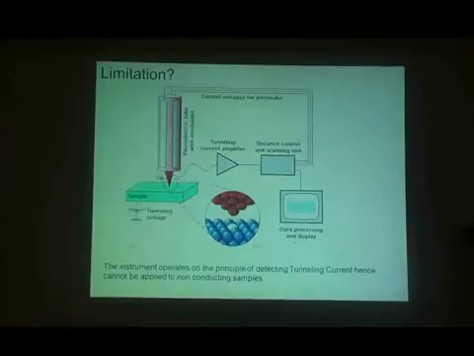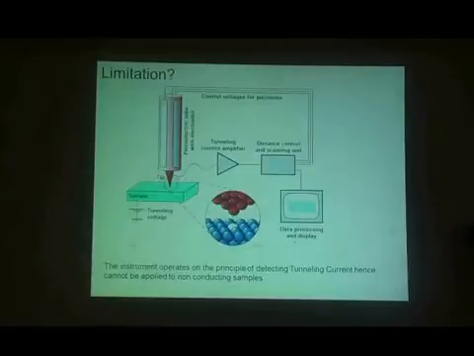But there are different limitations for the scanning tunneling microscope. The basic principle of the scanning tunneling microscope is that it uses tunneling current as a feedback signal. It monitors the tunneling current between the sample and the tip. So in order to have a tunneling current, you need substrate conductivity. If you have a non-conducting material, you cannot use scanning tunneling microscope for imaging applications. You will fail.